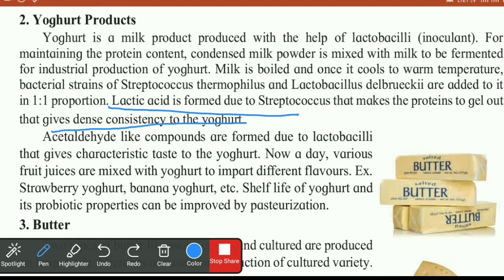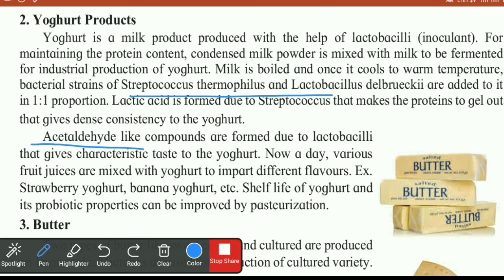and this gives a dense consistency to the yogurt. Then acetaldehyde is formed due to the lactobacilli, and that gives a characteristic taste to the yogurt. Remember, we added two bacteria, Streptococcus thermophilus and Lactobacillus delbrueckii, right? Streptococcus thermophilus is used for the conversion of lactose into lactic acid. Lactobacillus delbrueckii is used to give the characteristic flavor. You can say acetaldehyde is formed via lactobacilli.